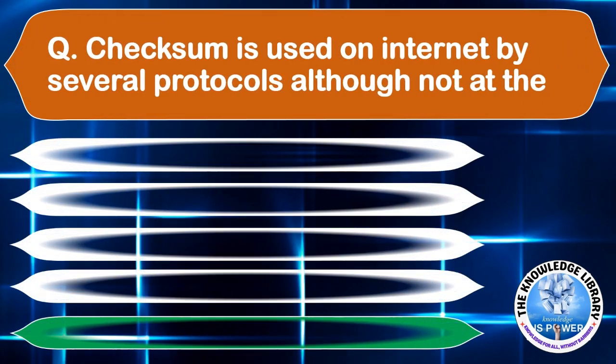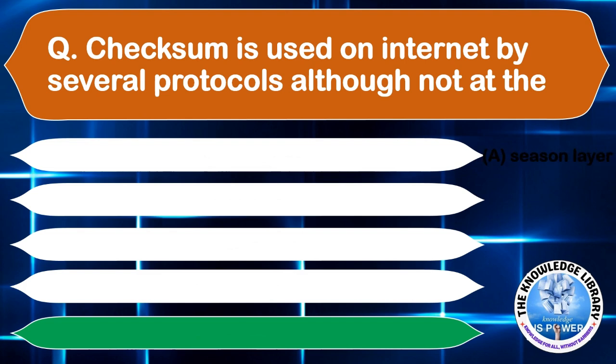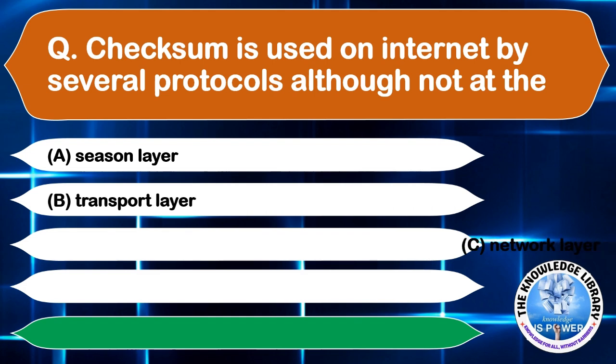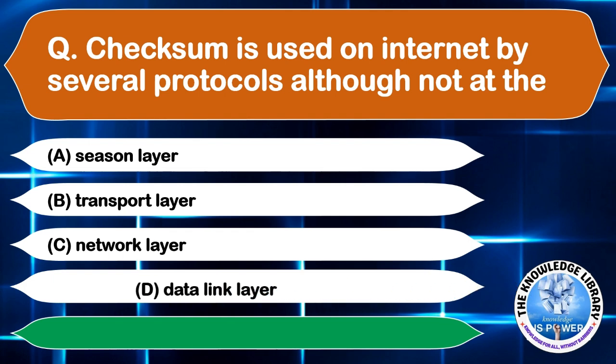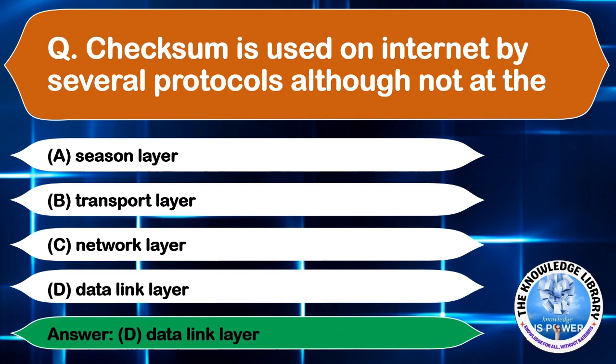The next question is, checksum is used on internet by several protocols, although not at the option A, session layer. Option B, transport layer. Option C, network layer. Option D, data link layer. The correct answer is option D, data link layer.